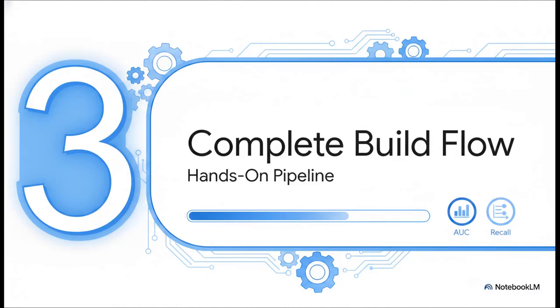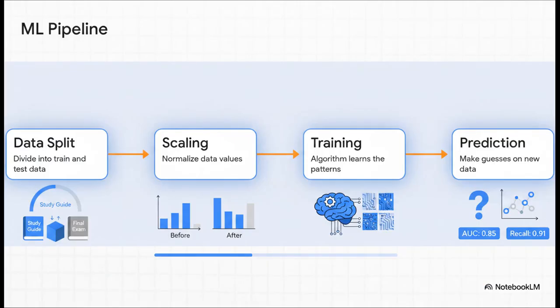Which brings us to section 3, the complete model build flow. Listen, this right here is the exact sequence used by real engineers at top tech companies. Step 1, the train/test split. This is where you divide your data into a study guide and a final exam. Step 2 is scaling. You got to normalize your values so the really big numbers don't just completely overpower the small ones. Step 3 is training. We feed that study guide into our algorithm so it can learn. And finally, step 4 is prediction. We hand it the final exam and see what it guesses.